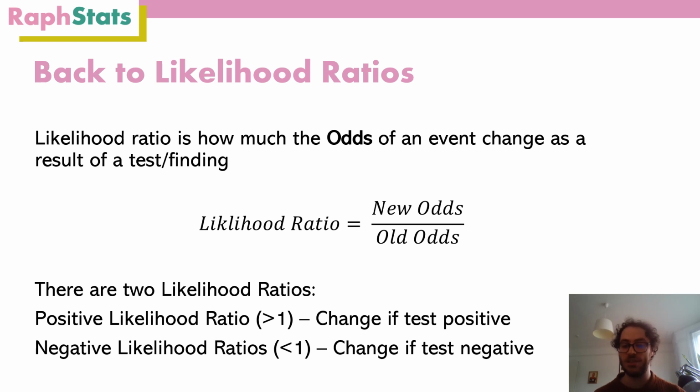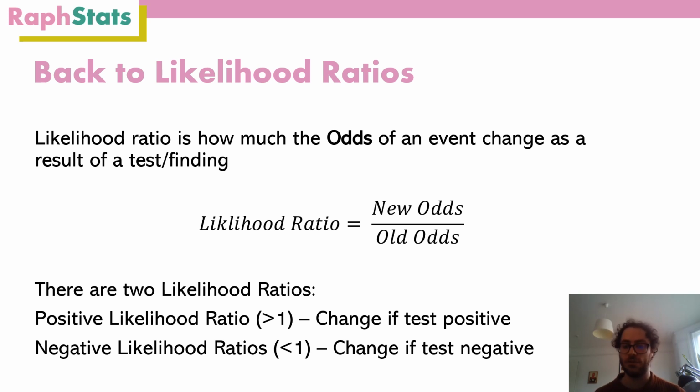The likelihood ratio is saying how much are my new odds compared to my old odds. And what you generate is two different ones. One, that's a positive likelihood ratio: if I test positive, how much more likely does that make me to think this person has a disease? Or a negative likelihood ratio: if they test negative, how much less likely is this person to have the disease? And these can be really quite different.